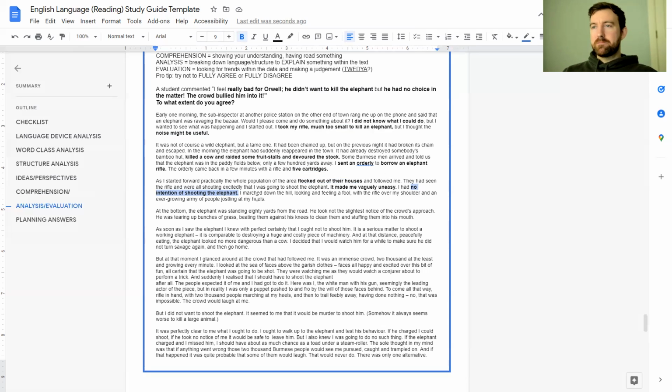But generally we try and put our best face forward, so it could just be that he's putting his best face forward here. "I marched down the hill, looking and feeling a fool, with the rifle over my shoulder and an ever-growing army of people jostling at my heels." So this image of an ever-growing army is very interesting. It's a metaphor. The crowd isn't literally an army.